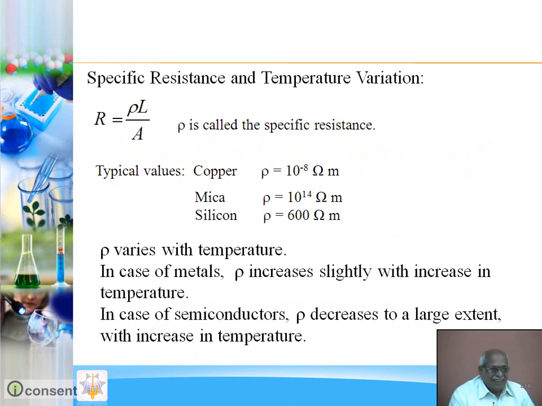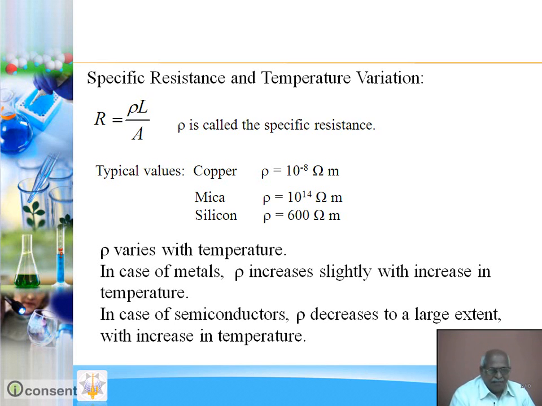Why there is a resistance? There is resistance because motion of electron is opposed. Motion of electron is hindered due to collisions with atoms of the conductor.